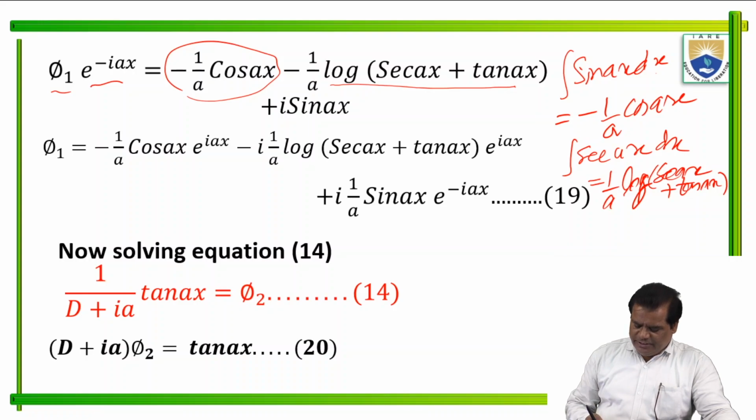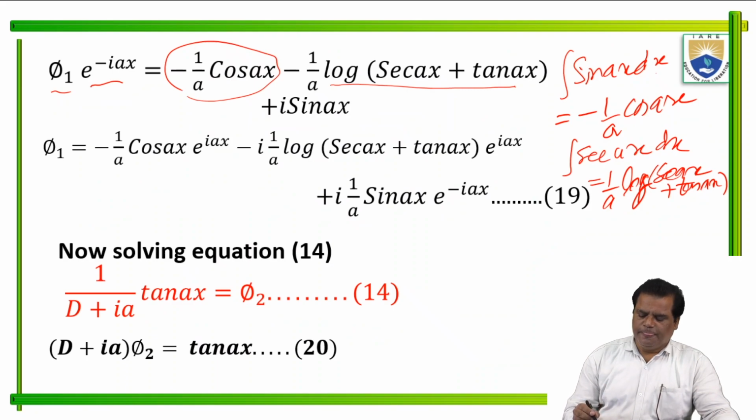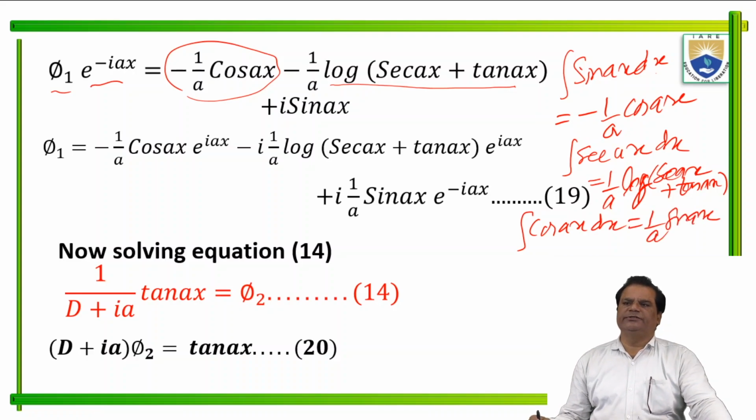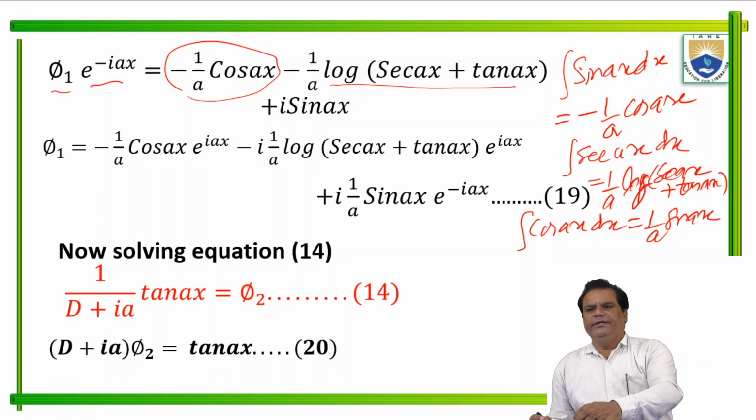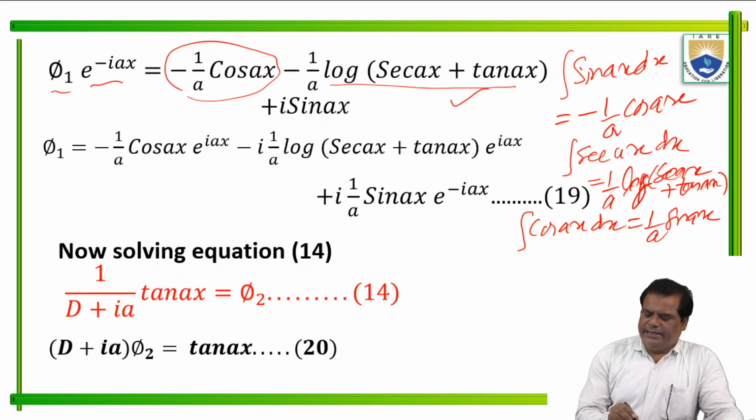And next one is integration of cos ax. Integration of cos ax dx is equal to 1 upon a sin ax. This is the integration. So all the formulas we showed here apply in this equation 18. So here is i sin ax, here is i sin ax, i upon a sin ax. So this minus and this plus, minus plus. So minus 1 upon a cos ax.